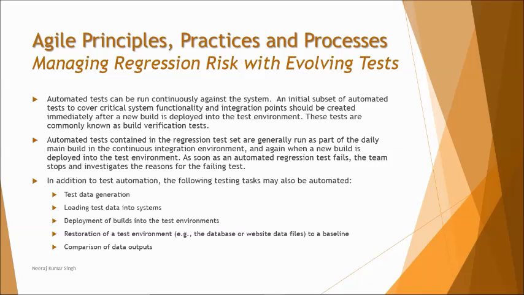Beyond executing automated tests, there are certain other activities which can be done using automation. For example, test data generation, loading test data into the systems, that is importing data from external sources, deployment of the builds into the test environment, restoration of a test environment to a baseline, and comparison of data outputs, with the help of test comparators, which are useful for mapping the expected and actual results. So all we need to say at this point is that there is a lot of automation scope in Agile, and we make use of tools which can help you automate your activities and make sure that you are continuously executing them.